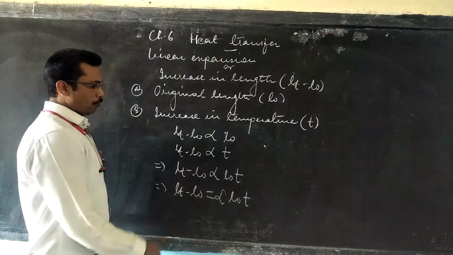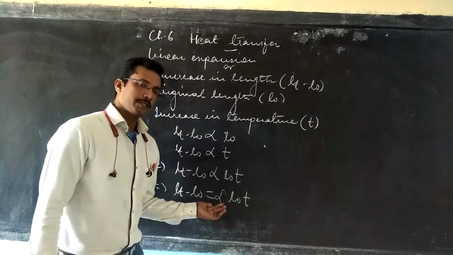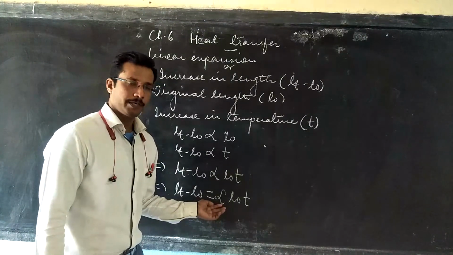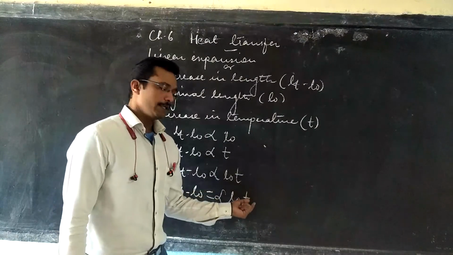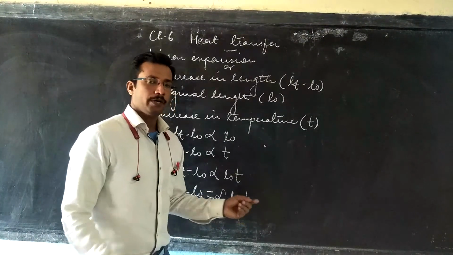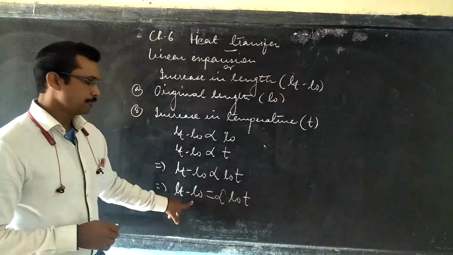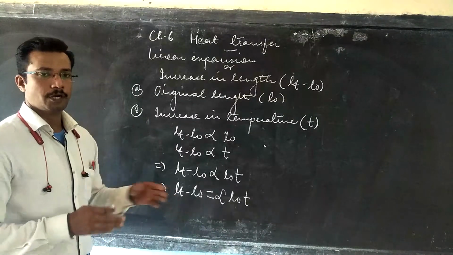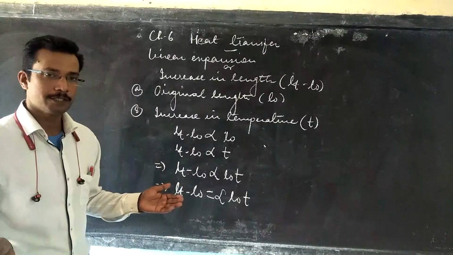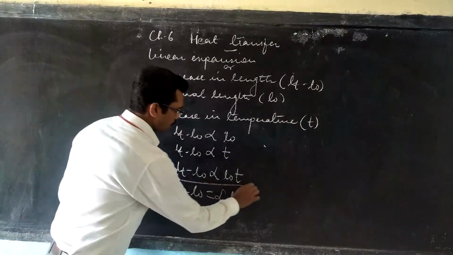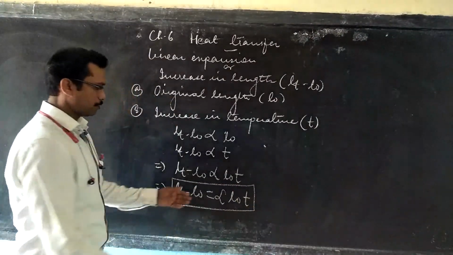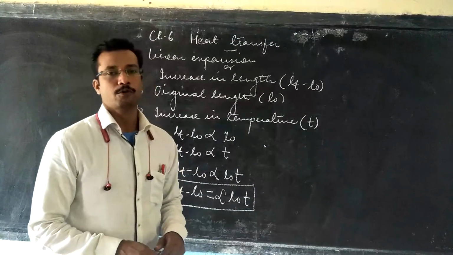So if we know the coefficient of linear expansion of a rod, of a material, its original length and the increase in temperature, we can calculate the increase in the length of the rod. Means how much the length of the rod will increase, we can easily calculate using these three values. So this becomes a formula to find out the increase in the length of a rod.